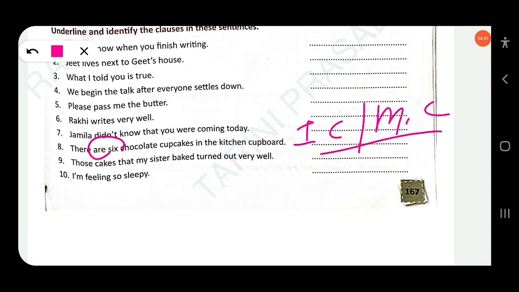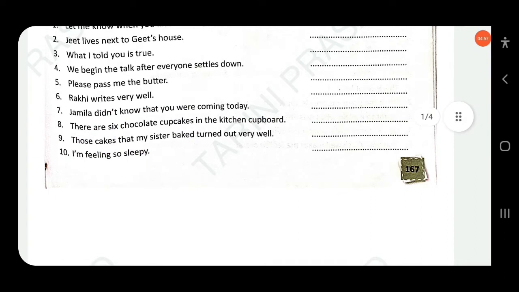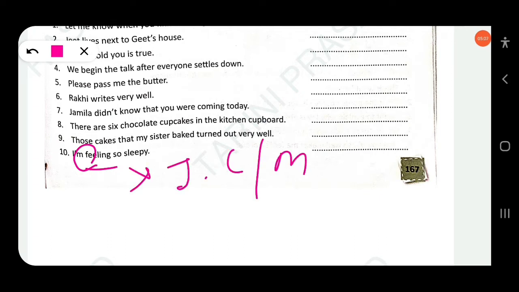Clear? Then next, those cakes that my sister baked turned out very well. There are two clauses. Those cakes turned out very well is the main clause or independent clause. That my sister baked is a subordinate clause, or dependent clause. Clear? Then next, I am feeling so sleepy. There is only one finite verb, am. I am feeling is an independent clause or main clause. Clear?